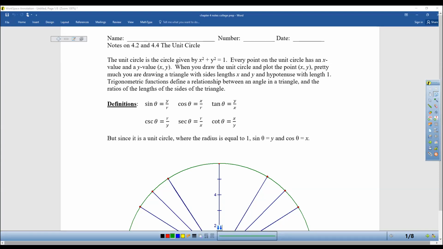Hello, everyone, and welcome to Precalculus. Today we're going to be combining sections 4.2 and 4.4, which is the study of the unit circle.